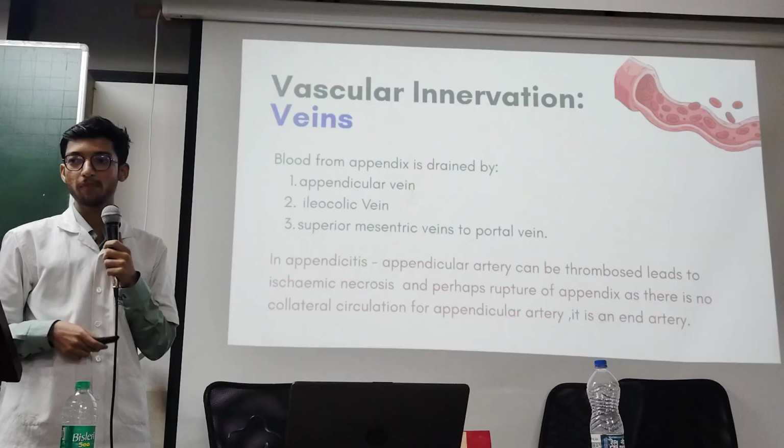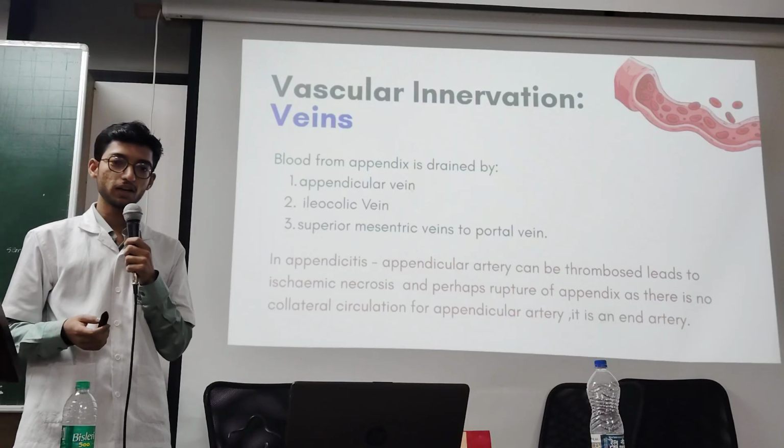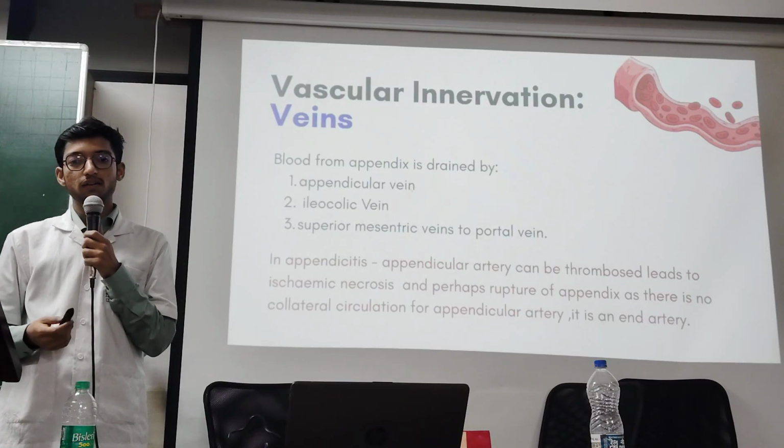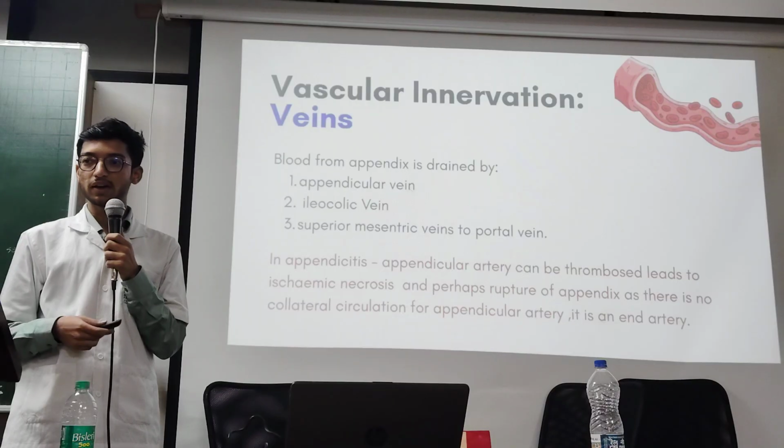Blood from the appendix is drained by the appendicular vein, ileocolic vein, and superior mesenteric vein, finally to the portal vein.